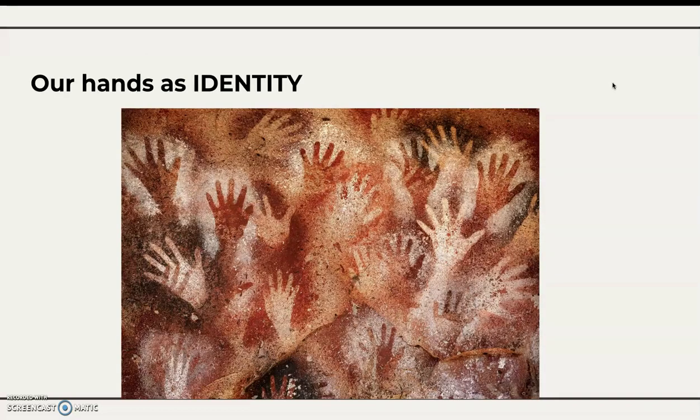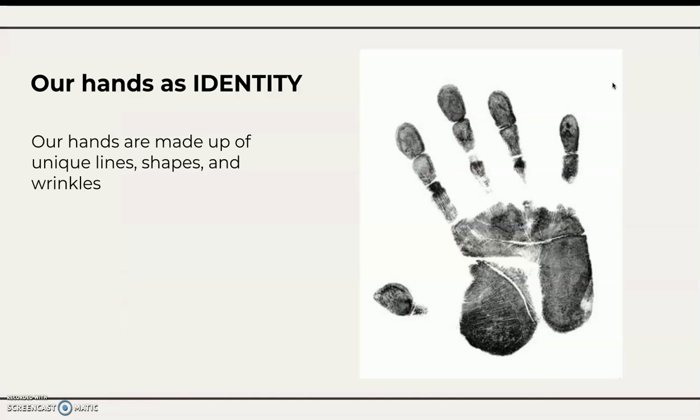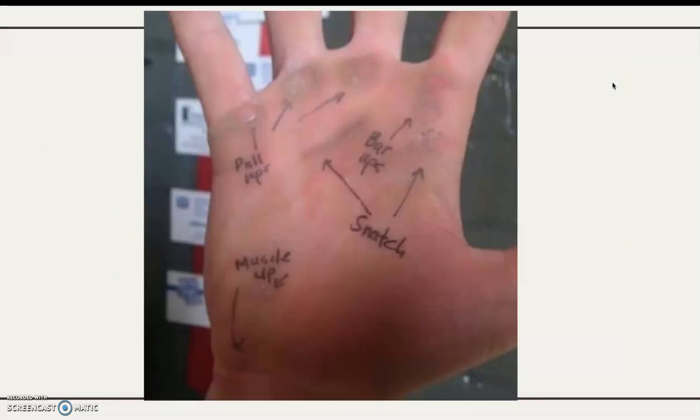Our hands are part of our identity, not just in terms of a fingerprint or a handprint, but basically for a very, very long time, we have existed as humans with 5 fingers on each hand. Our hands are made up of different lines, shapes, wrinkles, and they're all unique. There are no two handprints that are exactly the same.